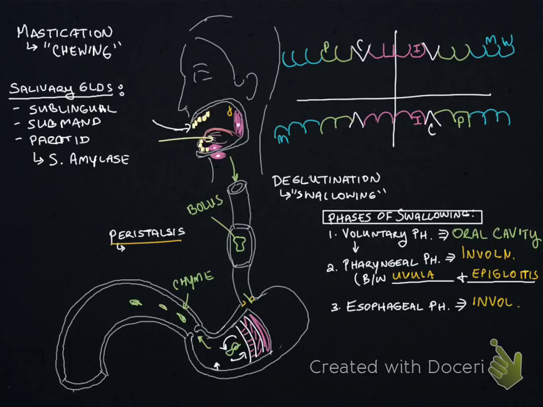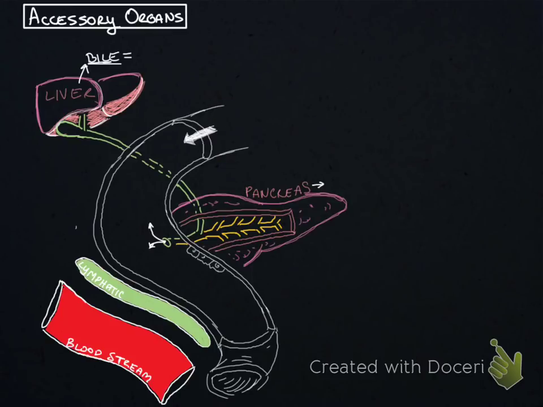We can't do this without the help, of course, of our accessory organs. So what are our accessory organs? Our accessory organs are, of course, the salivary glands, but also the liver and the pancreas. So here is our chyme entering into the duodenum. Our liver is making bile, which will be released from the gallbladder. It makes its way from the common bile duct into the small intestine whenever there's the presence of fats in the small intestine.